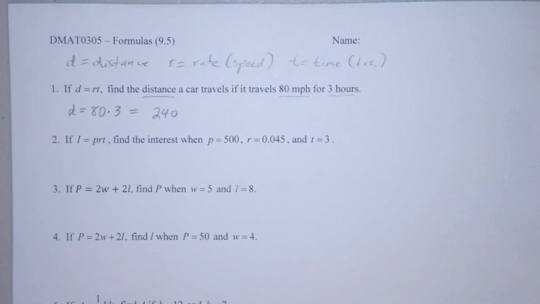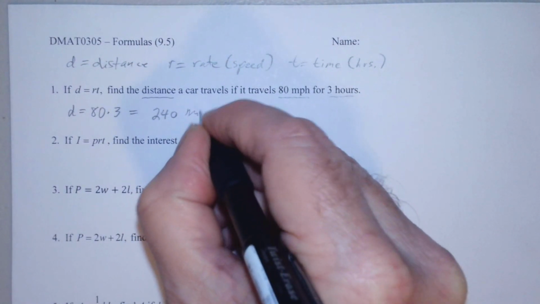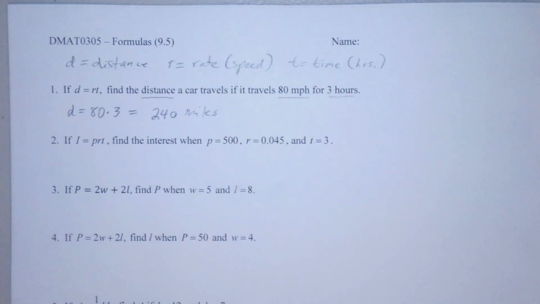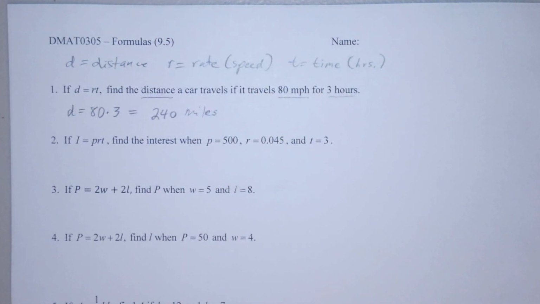Now, we should give the right measure for this. The distance is going to be in miles since we're traveling miles per hour. And so it's 240 miles. Now if you think about this, this makes sense. If you're going 80 miles per hour, that means every hour you go 80 miles. So in 2 hours you would go 160 miles, 2 times 80. In 3 hours you would go 3 times 80 or 240 miles.